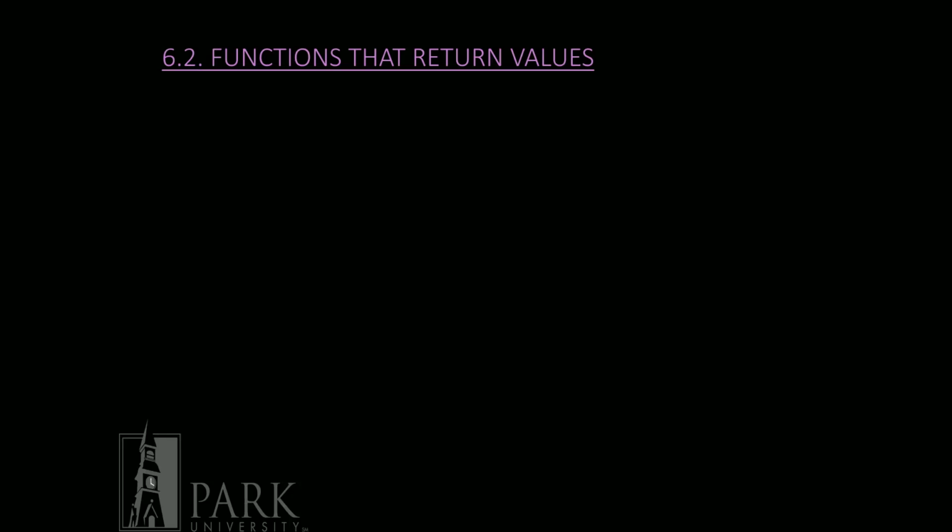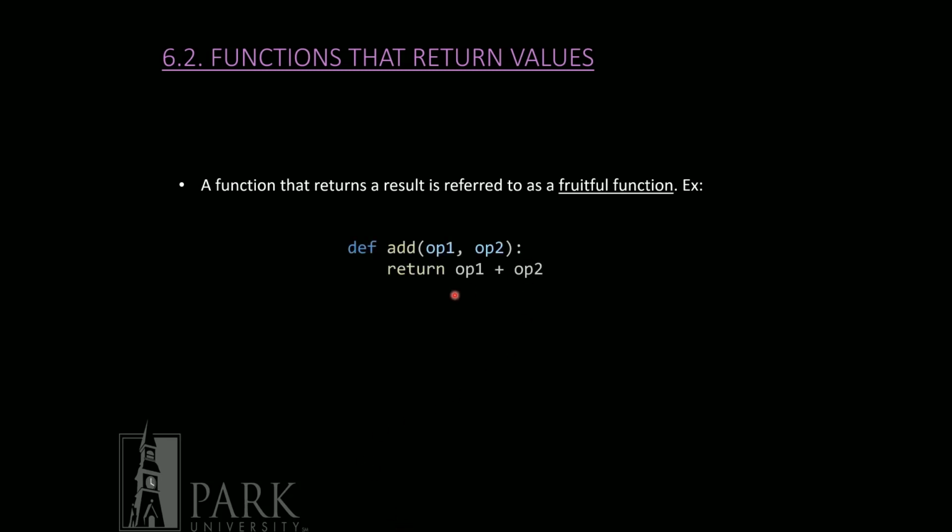Now, getting back to the real content of this chapter, we have to deal with functions that return values. And what are we talking about when we say that they return values? Well, in Python circles, a function that returns a result is referred to as a fruitful function. Here's an example of one such fruitful function. Here you can see we have a function called add, and it is going to return the result of operand 1 and 2 being added together. When we return the result, we're not printing it out, we're sending it back to the part of the code that called this add function.